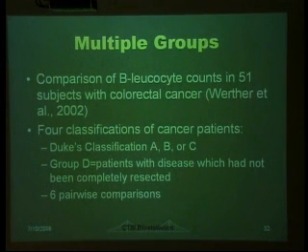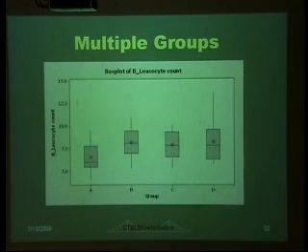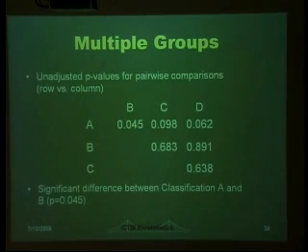Okay, A with B, A with C, A with D, B and C, B and D, and C and D. So this is what the data looks like. These are box plots of your B leukocyte counts, showing the medians, the interquartile ranges, and the ranges. It's suggestive of potentially a difference between A and the other 3 groups, but it's certainly not conclusive based on the box plot. And you can construct those unadjusted p-values for these pairwise comparisons.